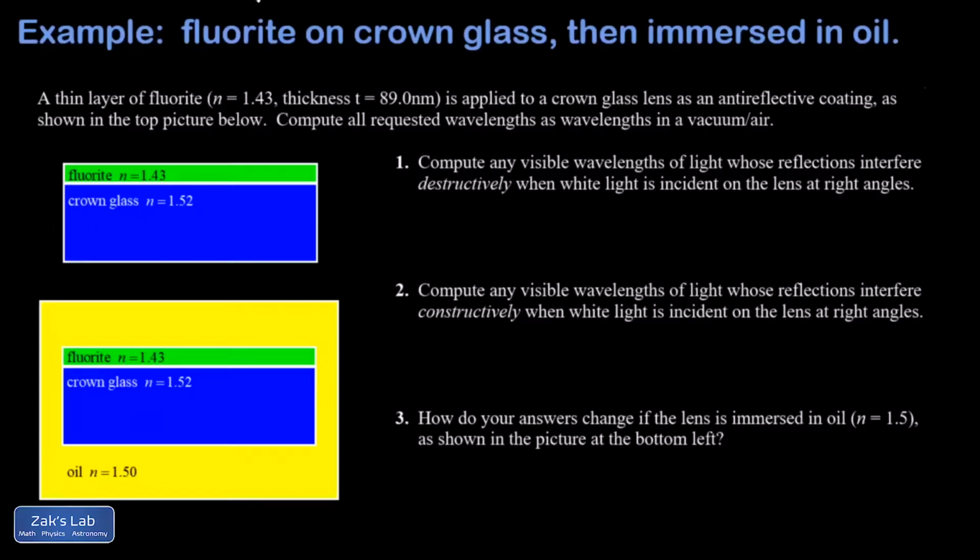In this video, we're given a crown glass lens with an index of refraction of 1.52, and we've applied an anti-reflective coating to it that's fluorite with an index of refraction of 1.43. This time we're given the thickness of the thin film, 89.0 nanometers, and we're trying to calculate the wavelengths of light that will interfere constructively and destructively through this film.